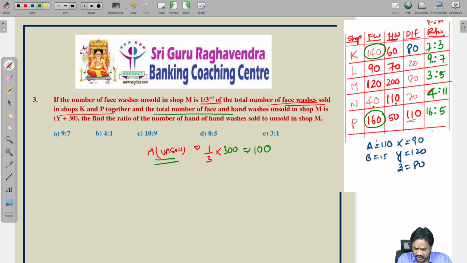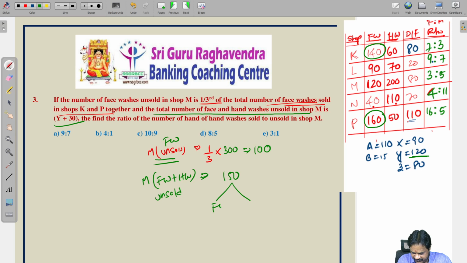Now, total M face wash and hand wash unsold total is given Y plus 30. Y value 120. 120 plus 30, 150. In this there will be face wash also hand wash. Already face wash we got 100, therefore hand wash unsold 50. We have to find the number of hand washes sold to unsold.